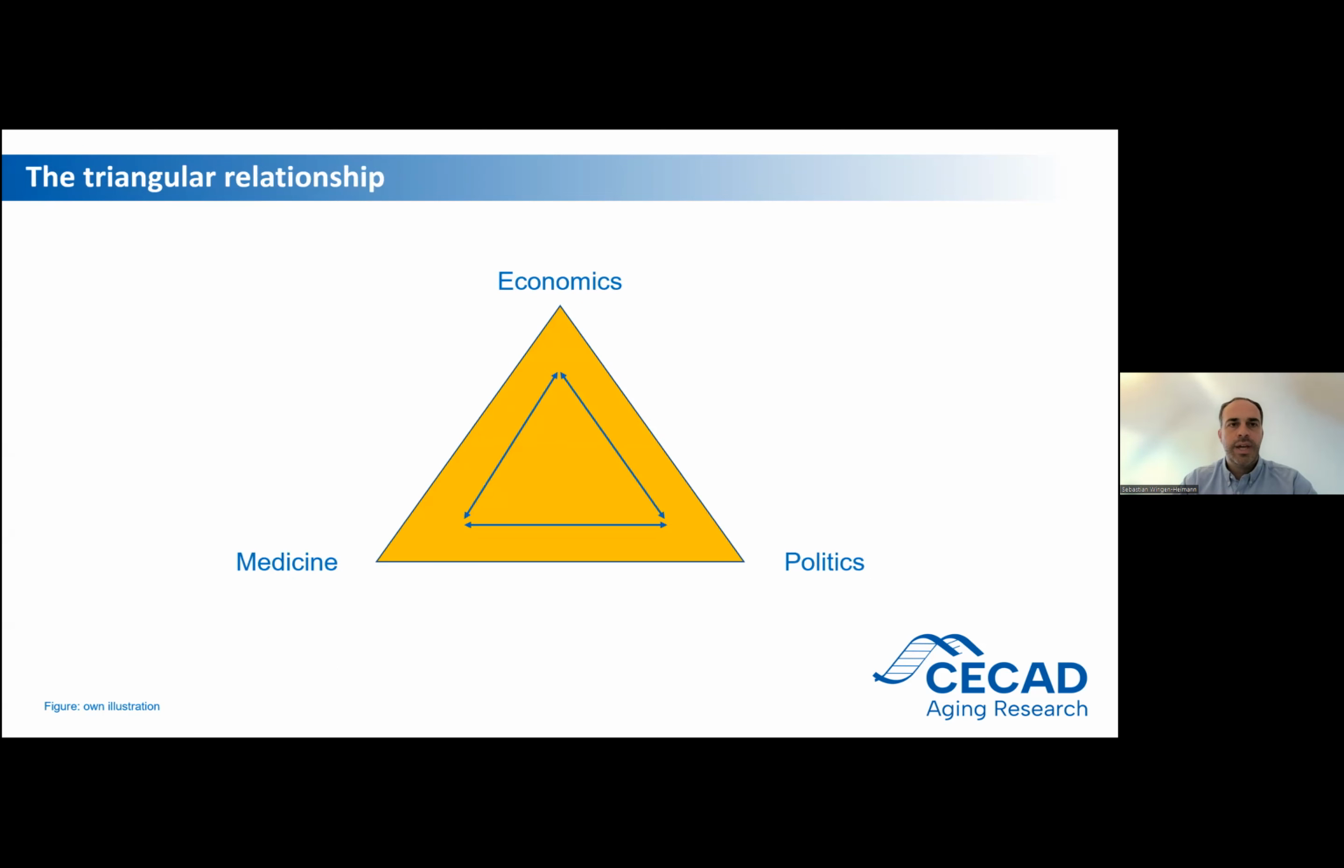Looking at the triangular relationship, we see that three main disciplines are important in healthcare decision-making. We see the economics, the politics, and the medicine. And these three disciplines make a triangular relationship.